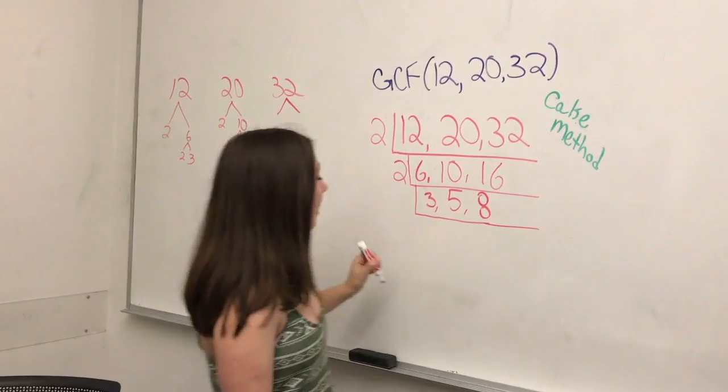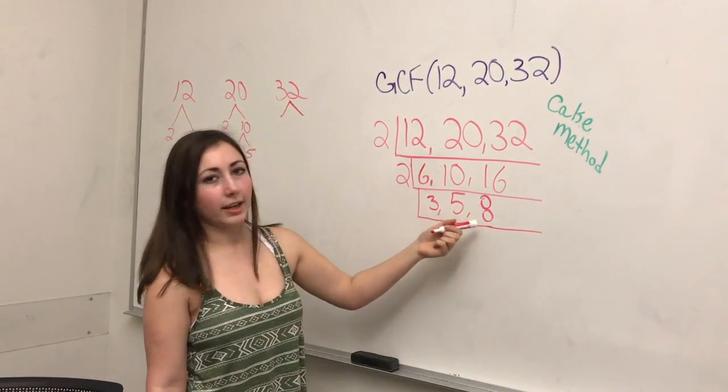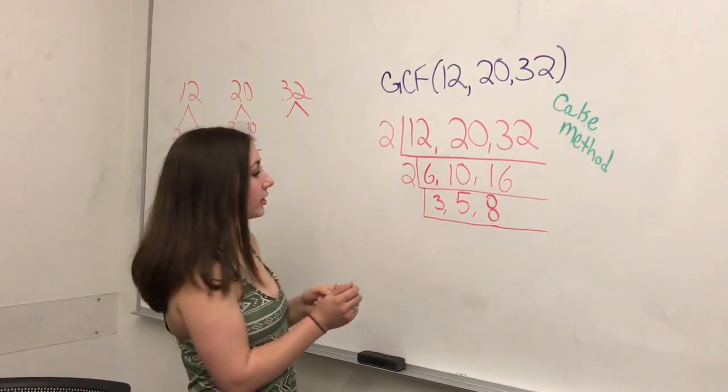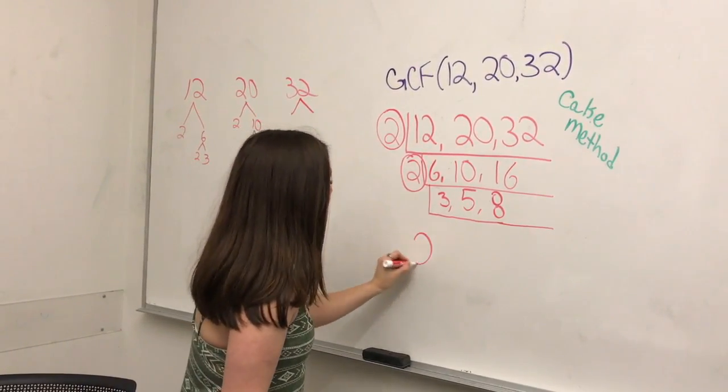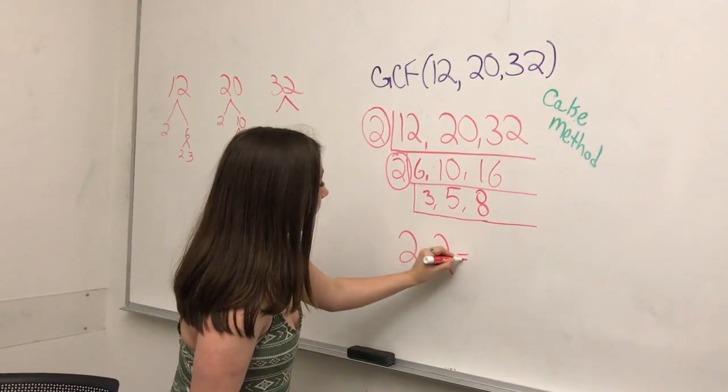Now because we have 3, 5, and 8, there's no common multiple of those three numbers, so I'm going to stop right there, and I'm going to look at these two numbers right here. I'm going to multiply both 2's to get 4.